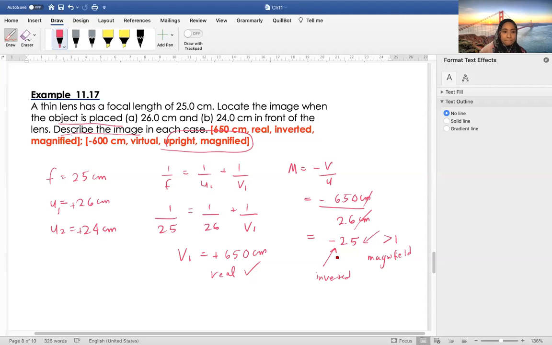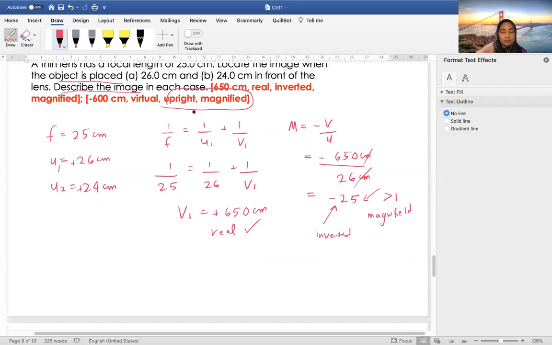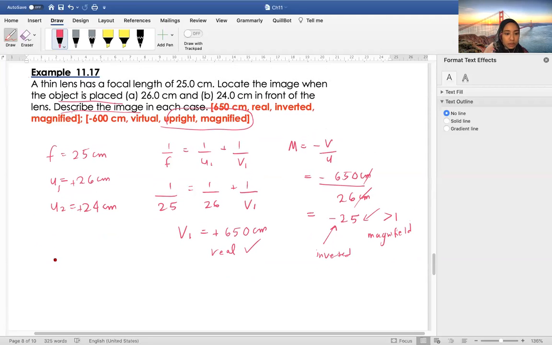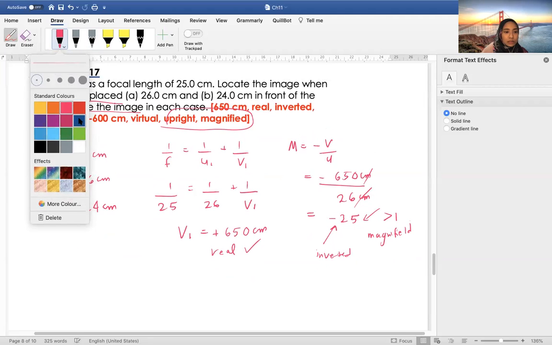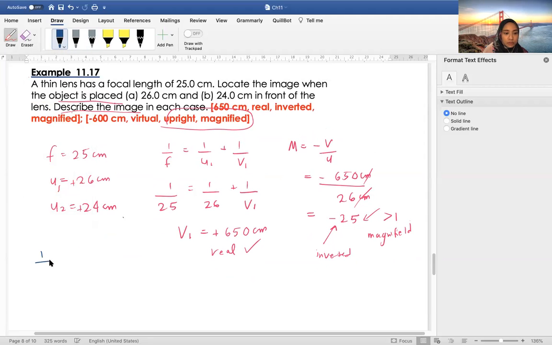Okay. B. Sama juga macam tadi. So F is 25 centimeter. Oh, dah tulis kat sini. You don't have to. Okay, let's do this in blue pula. 1 over 25 equals to 1 over 24. This is our U and we want to know what is our V2. So use your calculator betul-betul, jangan salah tekan. So V2 should be minus 600 centimeter.